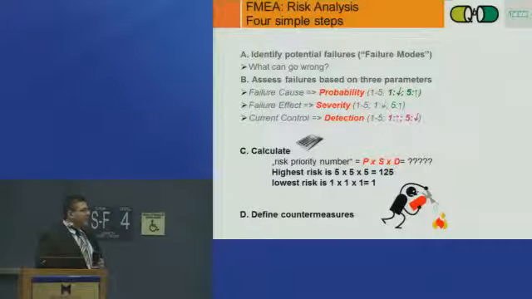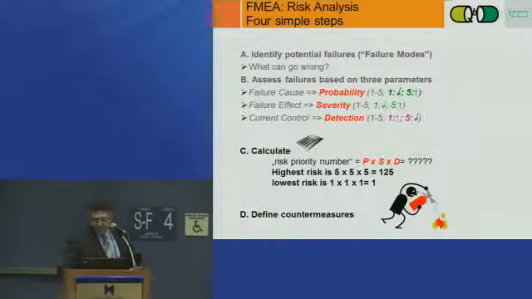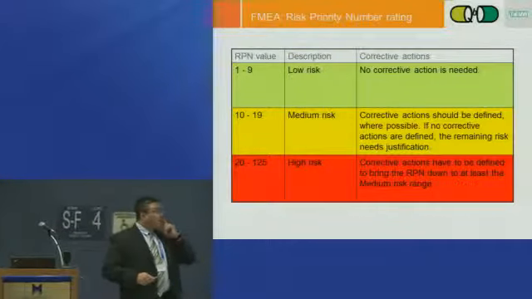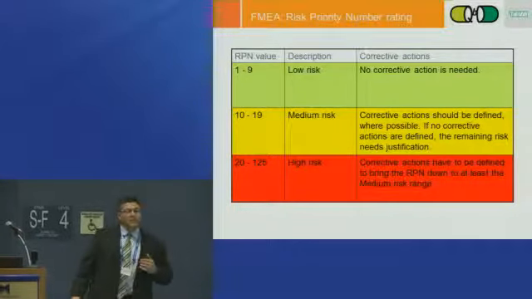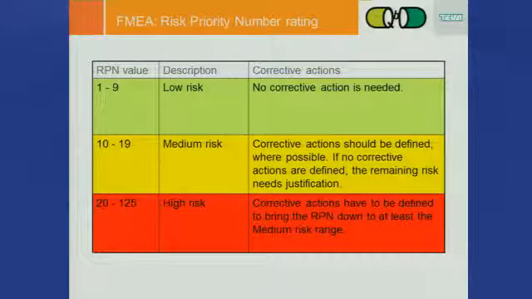As the user starts to gain more information about their product and their method, the probability number could be fine-tuned or tailored. So the best case scenario is 1, and the high-risk scenario would be 125. Now, every company can use their own risk prioritization number ranking, sometimes called RPN. This is just an example. Low risk could be 1 to 9. 10 to 19 could be medium risk, and 20 to 125 could be high risk.